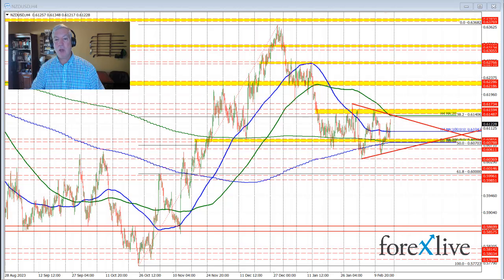If we were to move below that level, then the bias would shift back to the downside, and we'd have something like this where we look toward these levels on the downside. First the trend line, then the low price from not last week but the week before. Then we'd start to look toward the 61.8% retracement. That level comes in at a nice little round number, 0.6000. So that makes this area right here a break below that level.